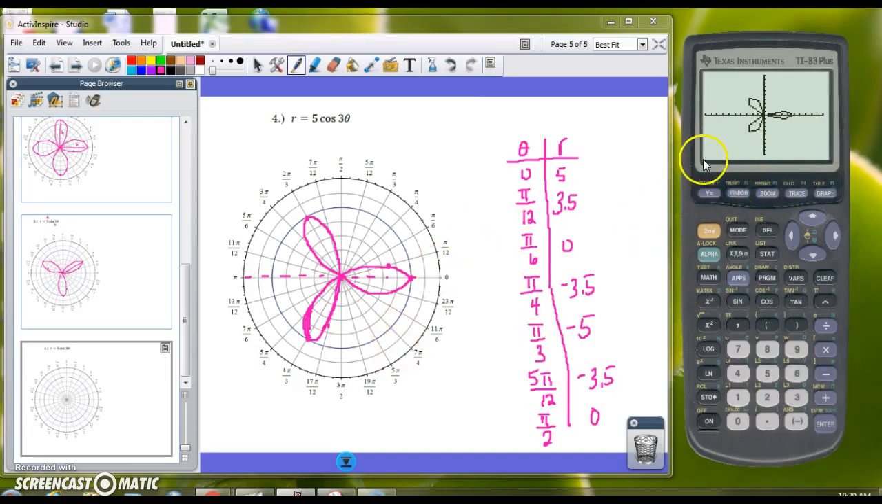Okay, so hopefully all those different things with the table and the calculator, the graph and the calculator, all that stuff will help you to graph these. I think you guys should be okay. I will see you next class, and we will talk about lemniscates next time.